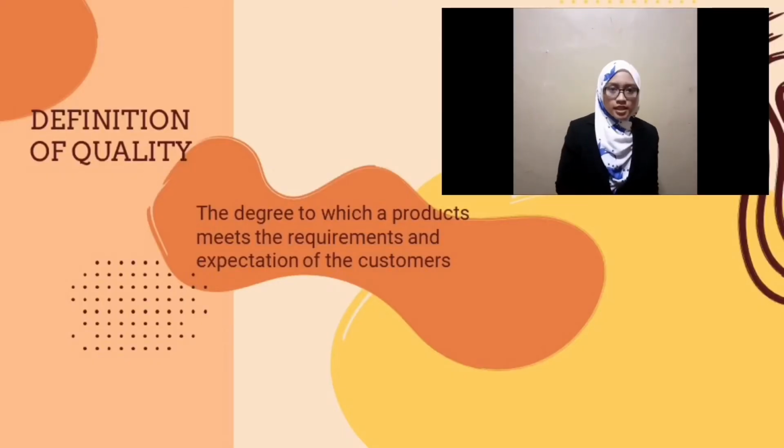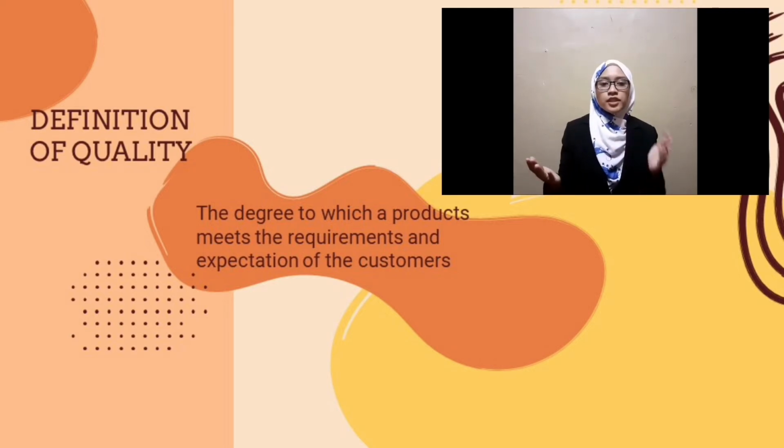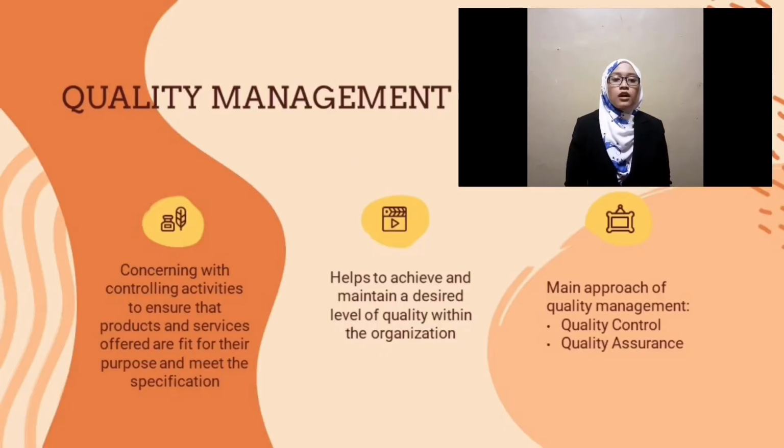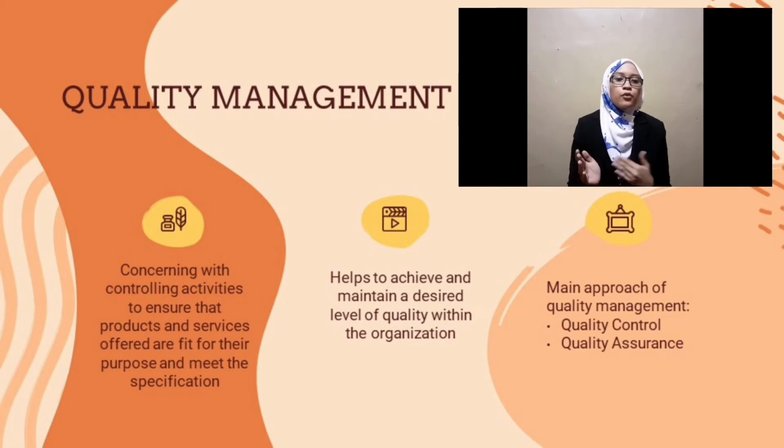Okay, what is quality? Quality is the degree to which a product meets the requirements and expectations of the customer. Okay, what about quality management? Quality management is concerned with controlling activity to ensure that the product or service that we offer is fit for its purpose and meets the specification. Okay, quality management helps to achieve and maintain a desired level of quality within the organization. So there are 2 main approaches in quality management, which are quality control and quality assurance.